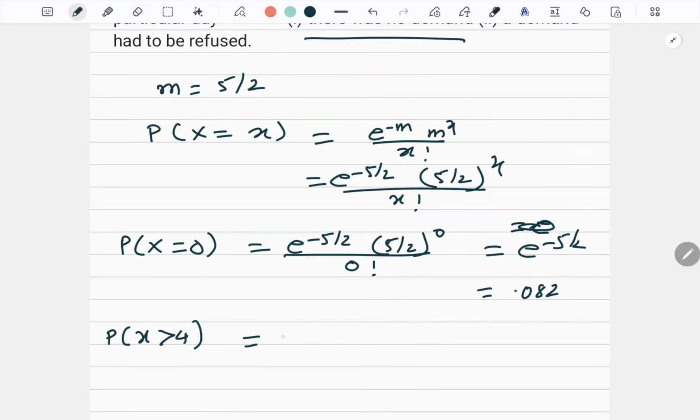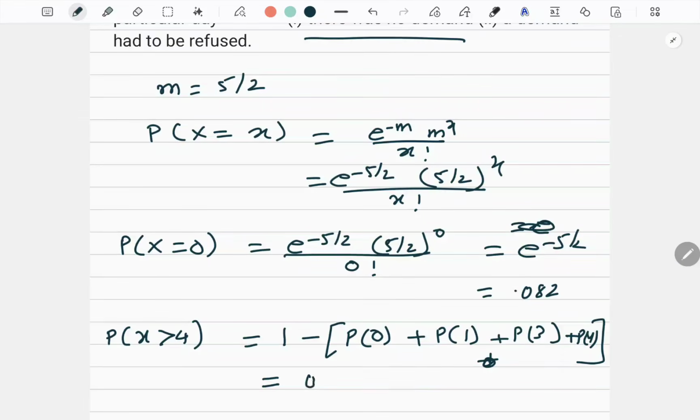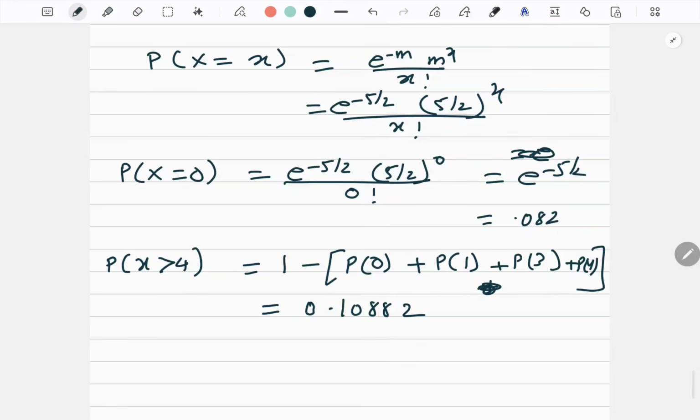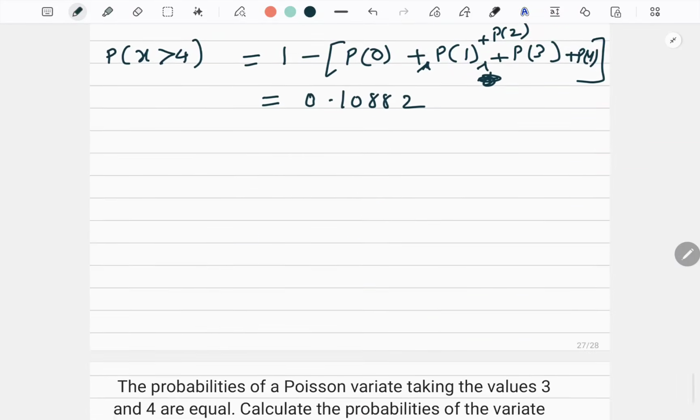Greater than 4, obviously I can't calculate directly. So 1 minus probability of 0 plus probability of 1 plus probability of 3 plus probability of 4 plus probability of 5 is okay. So till 4 you should do, right? When you put the value and calculate, it will be 0.10882. Okay, so let's move to the next question. So this one you find out. Okay, see, I forgot to write 2 here. So here you write down 2 plus p of 2 also. Okay, now come to the next one.